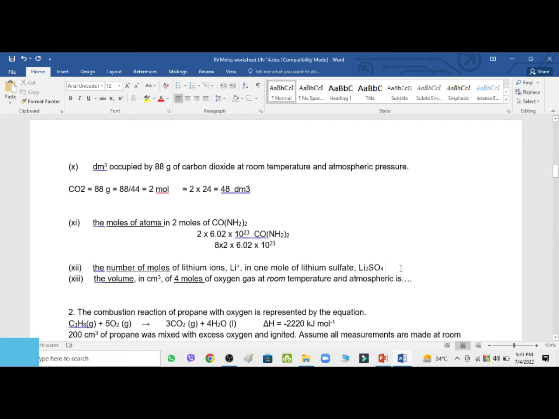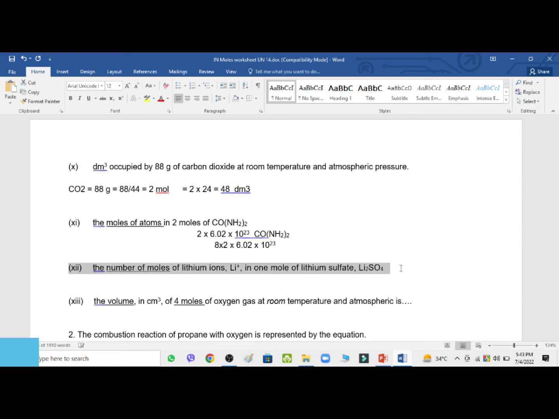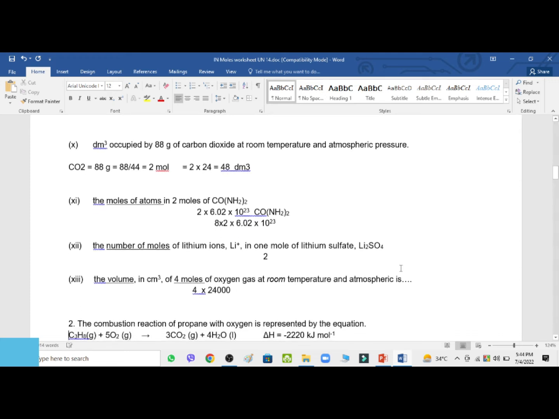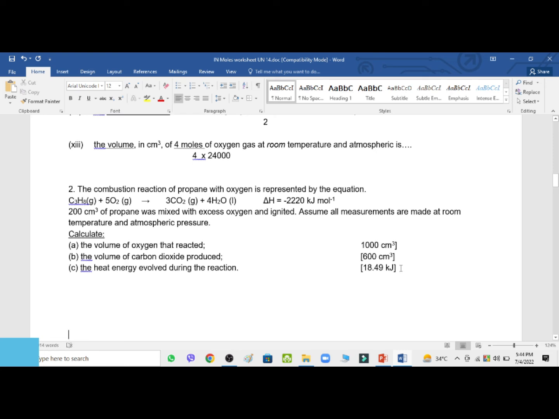Now the next one, number of moles of lithium ions in 1 mole of this. So this is 2. We have already got one very similar to this. If this is 1 mole, then lithium is double mole. The volume in cm cube of 4 mole of oxygen gas at room temperature. Volume can be estimated from mole. The mole is given here, 4. 4 into 24,000 this time, because the question talks about cm cube. So this is the answer. Okay, calculate and multiply.